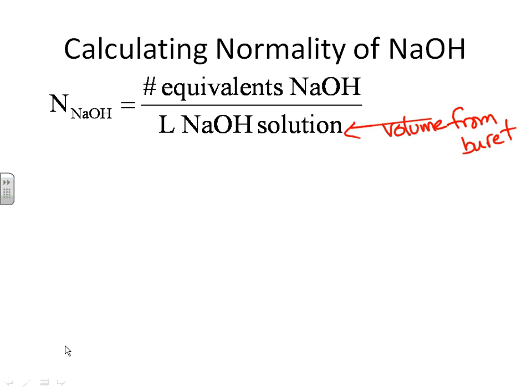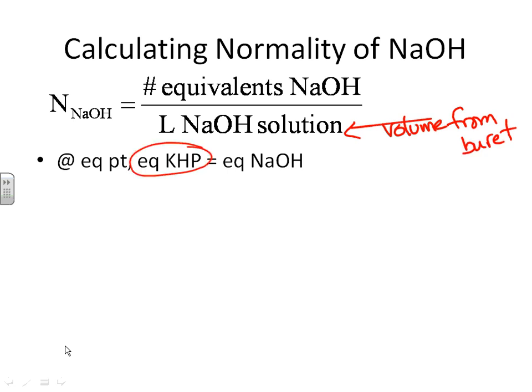So the issue then becomes, how do we calculate the top number? How do we get the number of equivalents of sodium hydroxide? Because the liters of sodium hydroxide we're getting from the lab. Well, number of equivalents of NaOH. Remember, at the equivalence point, the equivalents of KHP are equal to the equivalents of sodium hydroxide. That's the definition of equivalence point, and we're stopping our titration when we get there. So it really becomes about, how can I calculate equivalents of KHP? Because if I can calculate equivalents of KHP, then I know that that number is going to be equal to the equivalents of NaOH. I can divide it by the volume and get normality.